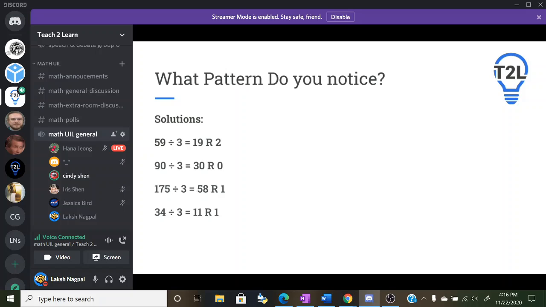So if you don't remember, the rule is to add all the digits in a number and then divide the sum by 3 to see if the number is divisible by 3. You can go to the next slide, by the way.